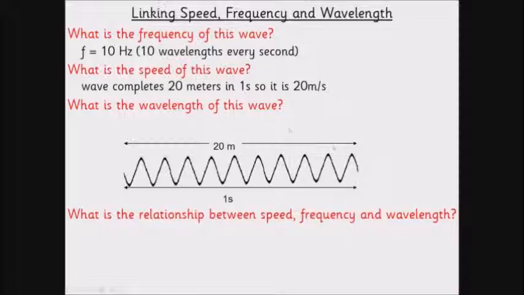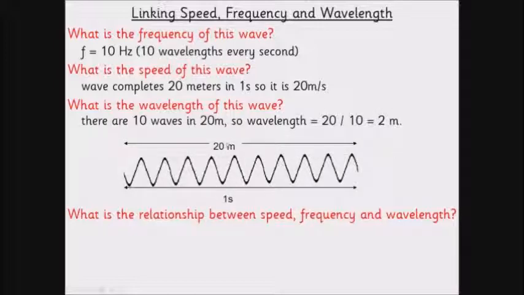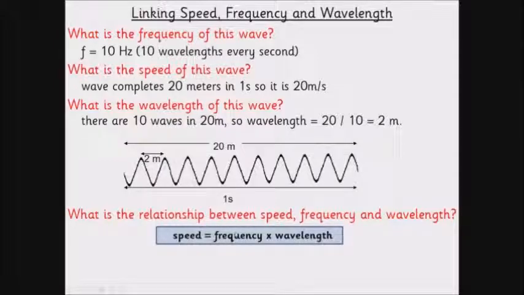The wavelength, well, we've got 10 waves that equal 20 meters, so 20 divided by 10 gives us a wavelength of 2 meters. So looking at these numbers, you might be able to work out that if you take the frequency and multiply it by the wavelength, you do get the speed of the wave. Our frequency was 10, our wavelength was 2, and 10 multiplied by 2 is 20 meters per second.